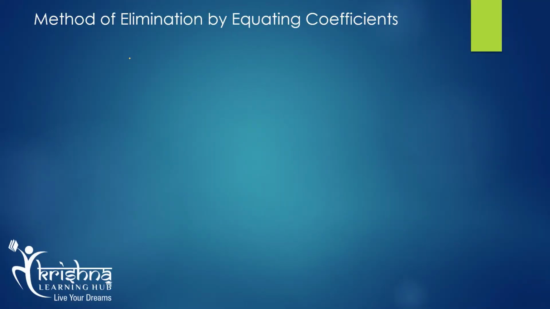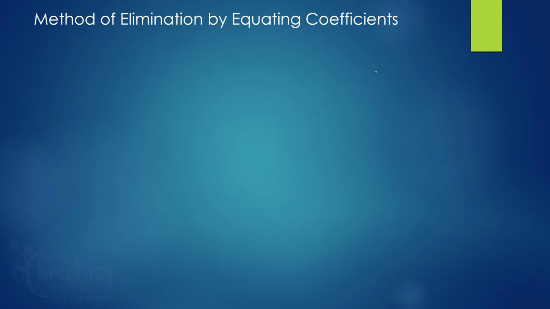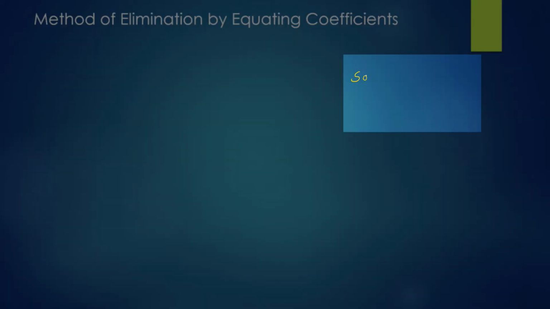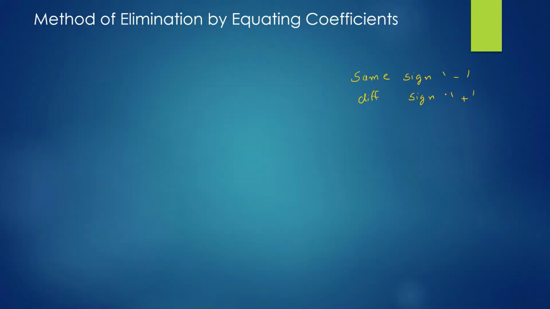Method of elimination by equating coefficient. For solving sums by this method, there is one rule. The rule is that if there is the same sign, then you have to subtract, and if there is a different sign, then you have to add. Okay, how to apply this rule in any sum? Let's see.